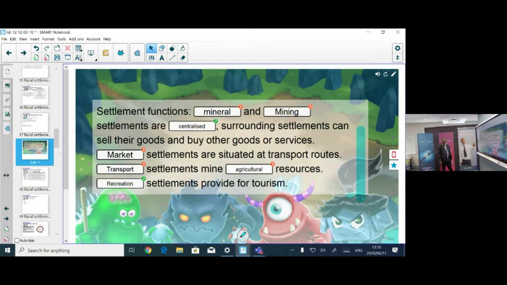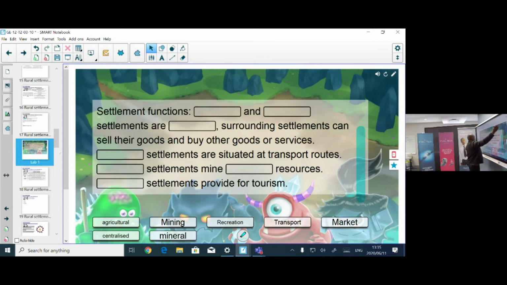Ooh, what has happened here? It means we only got how many? We got 2 out of the whole. So we can actually redo this activity. We go back and we say settlement functions. What are the settlement functions? Then we go on and do this game until we get everything correct.